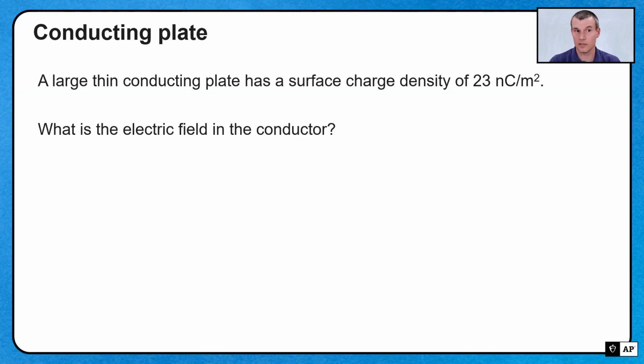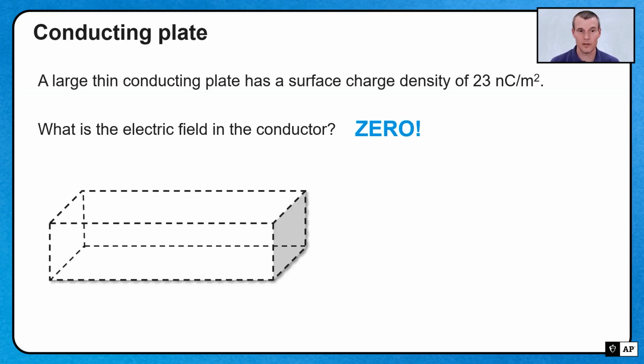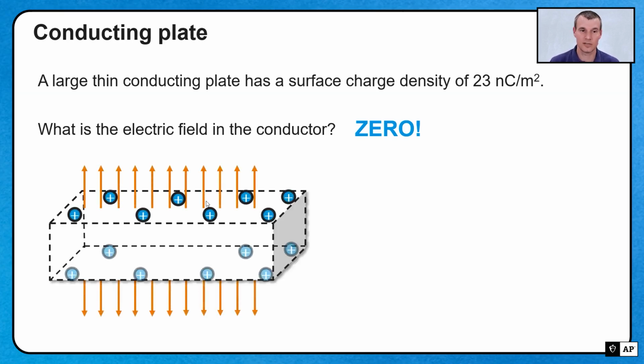If we have a conducting plate that has a surface charge density of 23 nanocoulombs per meter squared on it, what's the E field going to be inside that conductor? What's that, you say? Yeah, it's just 0, because any conductor in electrostatic equilibrium is going to have an electric field of 0 inside of it. Why? Well, let's look and we can prove it. All the charges are going to exist on the top and the bottom of that surface. They kind of move around to make that happen.